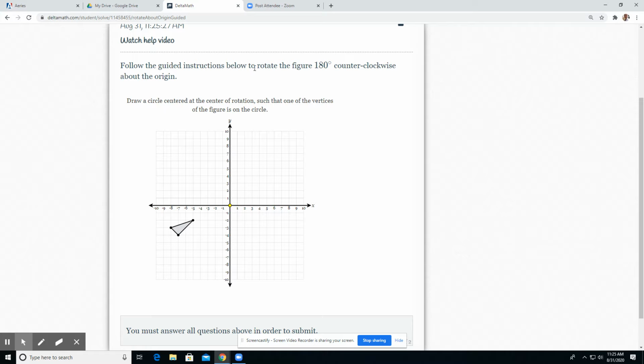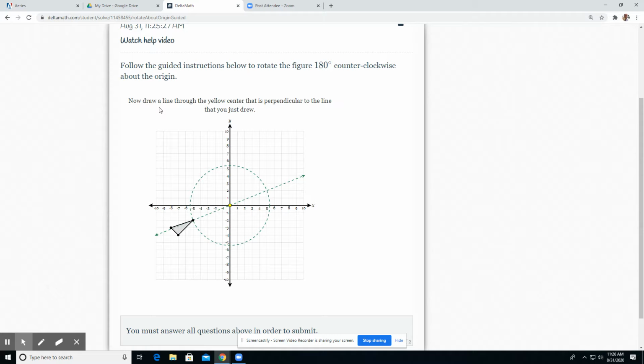Follow the guided instruction below. Rotate the figure 180 degrees counterclockwise about the origin. Draw a circle centered at the origin of rotation such that one of the vertices of the figure is on the circle. So we'll take this yellow and stretch the circle out till it hits one of the vertices. There it is. It hits it right there. Click and drag to draw a line through the yellow circle and the vertex on the circle. So we go yellow line, click it to make that vertex.